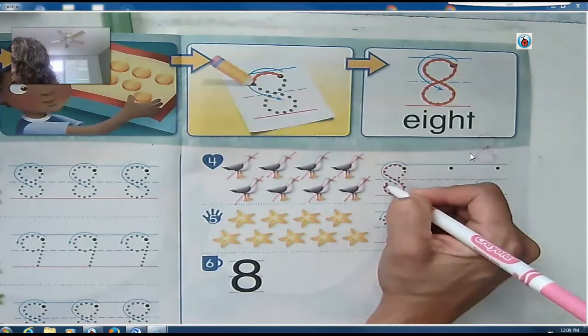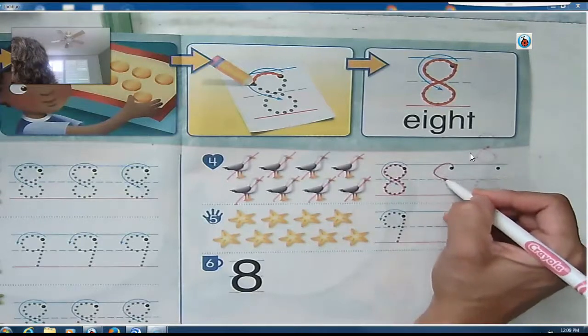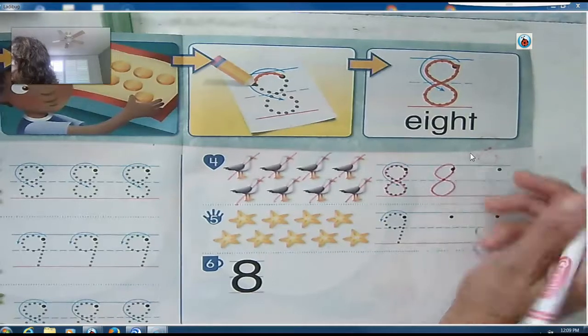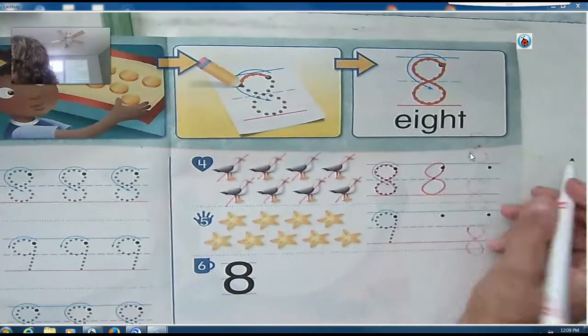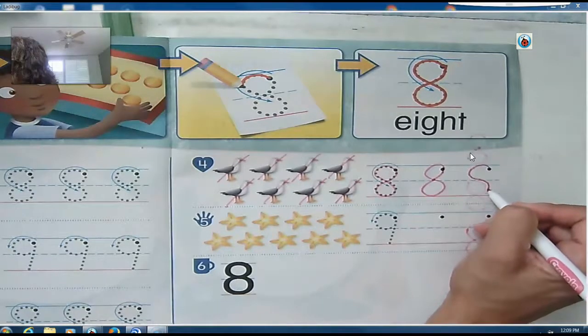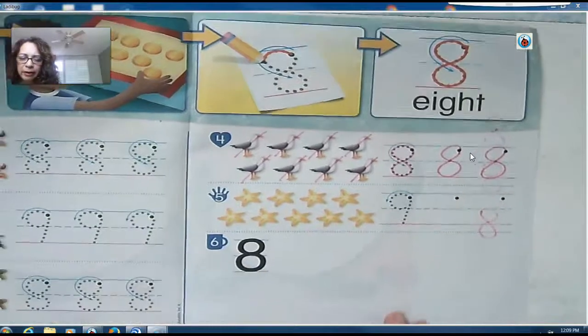Make an S, close the gate. Again, make an S, make sure you're touching top and bottom. Make sure your 8 isn't too small. Last time by yourself. Ready? Top, middle, bottom, and up.